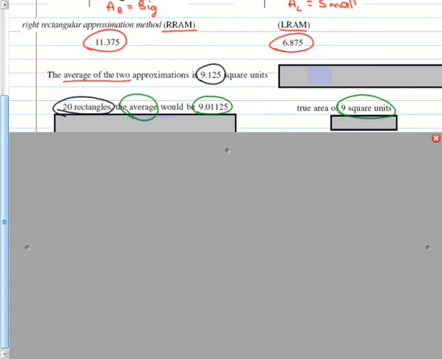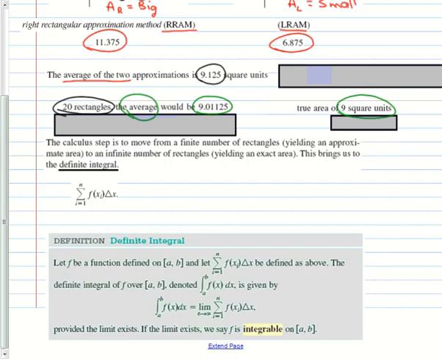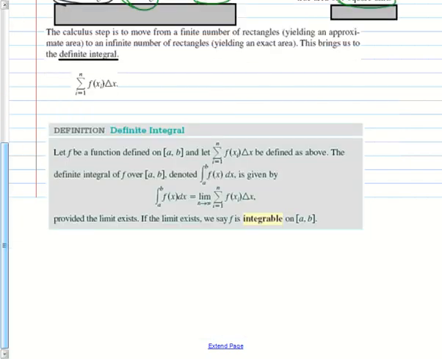I want to divide it into an infinite number of rectangles. Now, I'm not concerned that inside every single one of those infinite number of rectangles, I have an area of 0, because I know when I add all those infinite number of rectangles back together again, I'm going to have the total area that I'm looking for. That's the idea that we are doing here. So, the calculus step is to move from a finite number of rectangles yielding an approximate area to an infinite number of rectangles. That is going to give us the exact area that is under the curve.